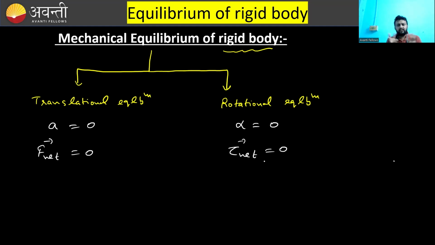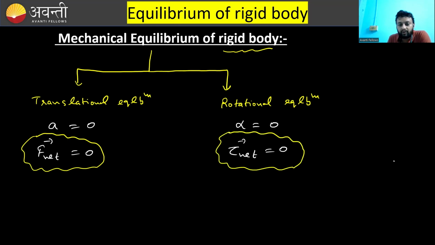So after the discussion, what we can conclude is that for translational equilibrium, the net force on a body should be zero. And for rotational equilibrium, the net torque on a body should be zero. Or you can say for mechanical equilibrium, both of these things should be zero. I think it is clear. All things are clear and sorted.